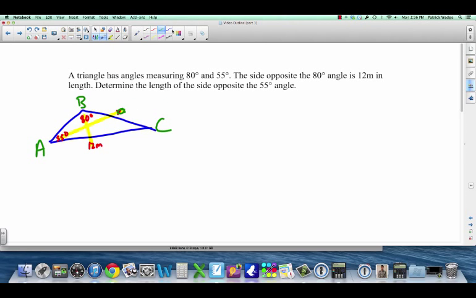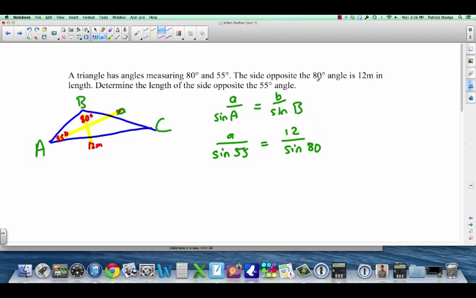So the formula we're going to use is A over sine A equals B. We're not going to use C, right? We're not interested in angle C. We're not interested in sine C. We're just going to use B. So equals B over sine B. And then we fill in everything we know. We don't know A. But we know angle A, it's 55. So sine 55 equals B, which is 12 meters, or just I'll put 12. Sine B is sine 80.